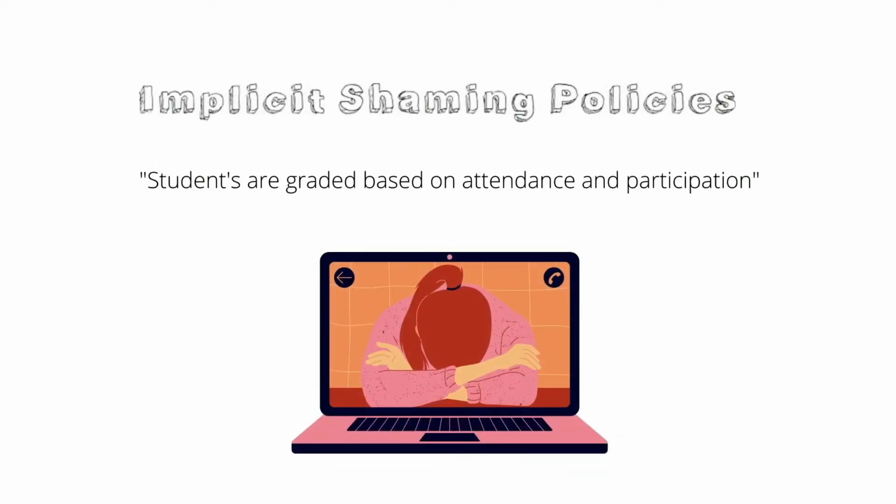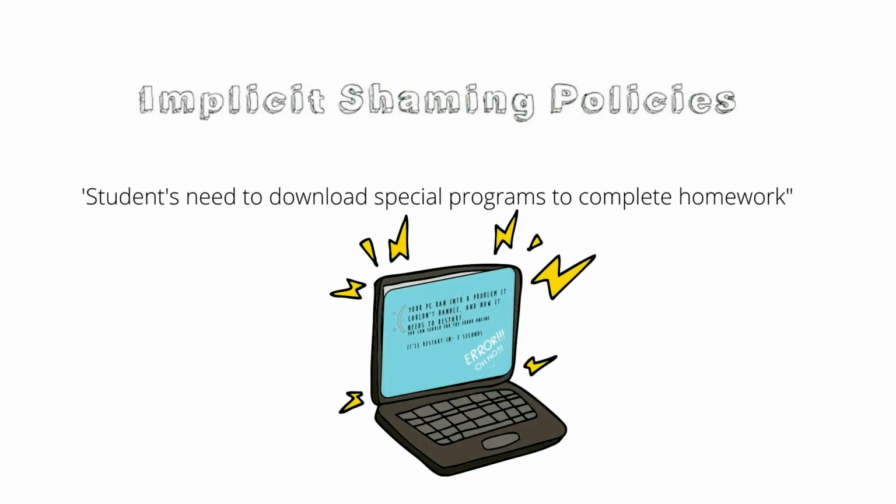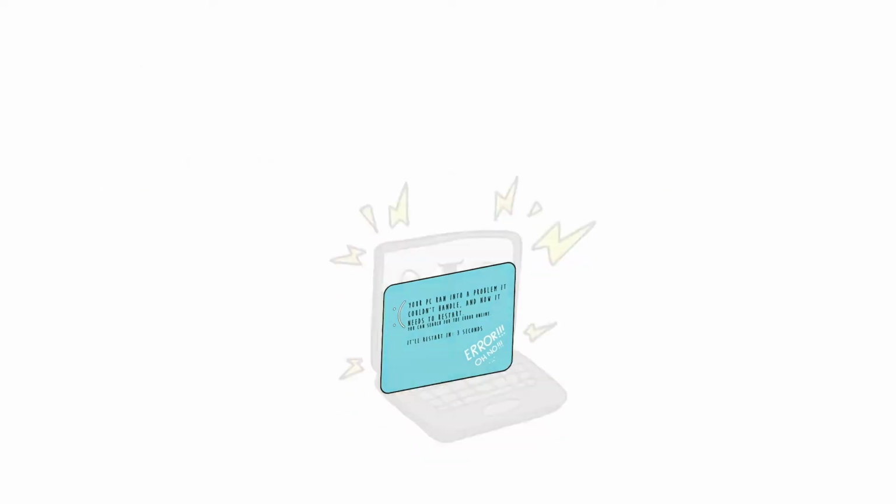Thinking equitably, students should be graded on their learning process rather than compliance to policies. After all, students are adapting to a new learning environment, and as previously mentioned, some students lack the access to adapt at the same pace.